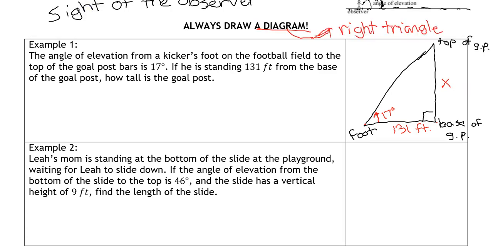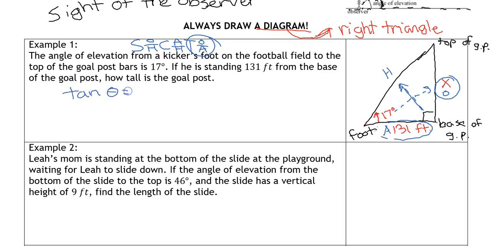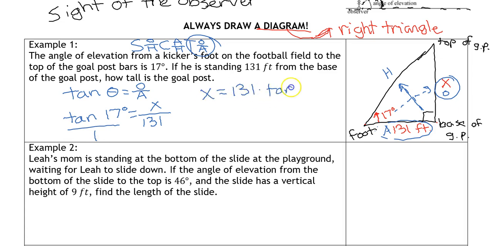So now, we're just solving this, just like we did before. So I'm going to label my sides. I have my hypotenuse over here, my opposite, and my adjacent side. The sides I need to use are the opposite and the adjacent. So I'm using SOHCAHTOA. Tangent uses opposite and adjacent. So tangent of theta equals O over A. So tangent of 17 degrees equals the opposite side is just my x, and my adjacent side is 131. If I put that over 1, I'm cross multiplying. So I have x equals 131 times the tangent of 17 degrees. When I type that in the calculator, I get 40 feet.